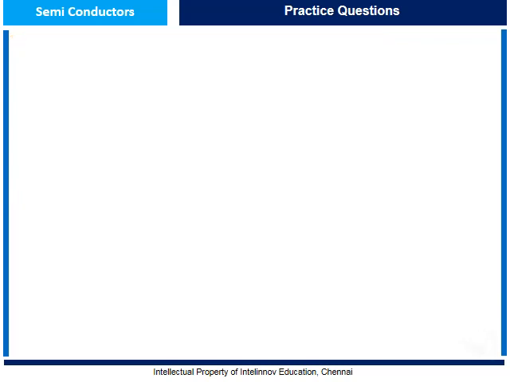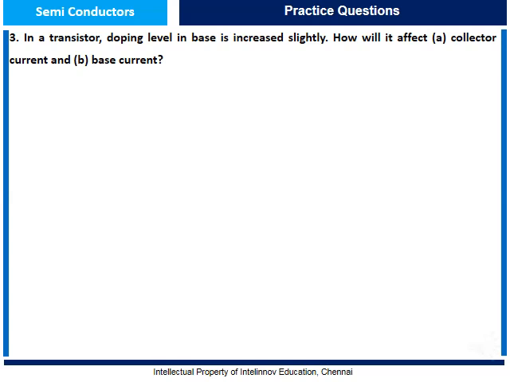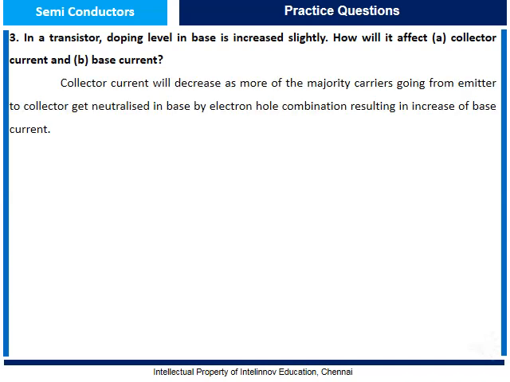Question number 3. In a transistor, doping level in base is increased slightly. How will it affect collector current and base current? The answer is collector current will decrease as more of the majority carriers going from emitter to collector get neutralized in base by electron hole combination, resulting in increase of base current.